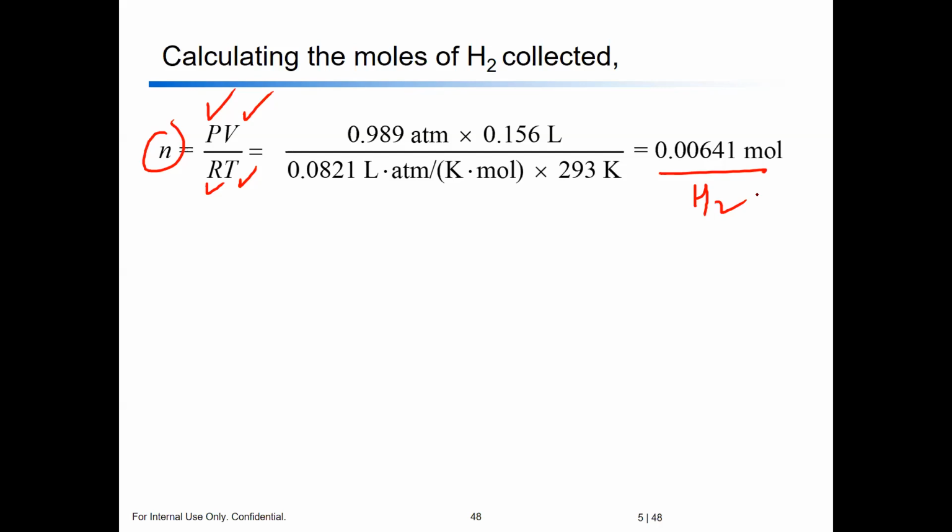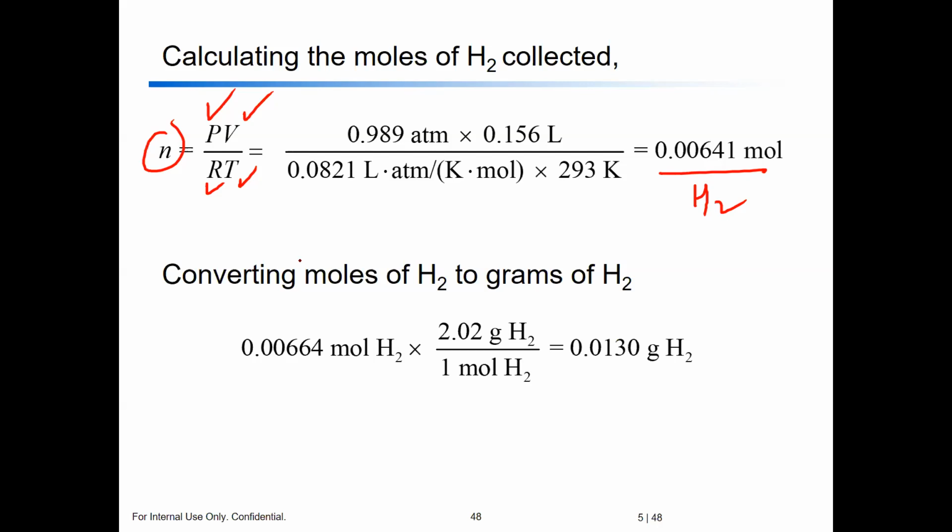So we know how to convert moles into grams, right? This many moles times the molar mass gives this many grams of H2 in our tank.